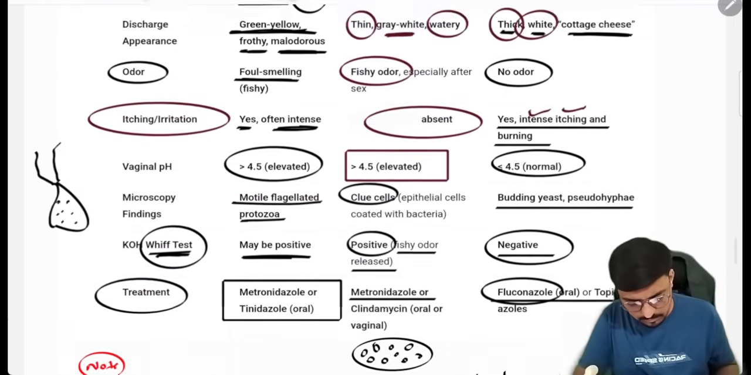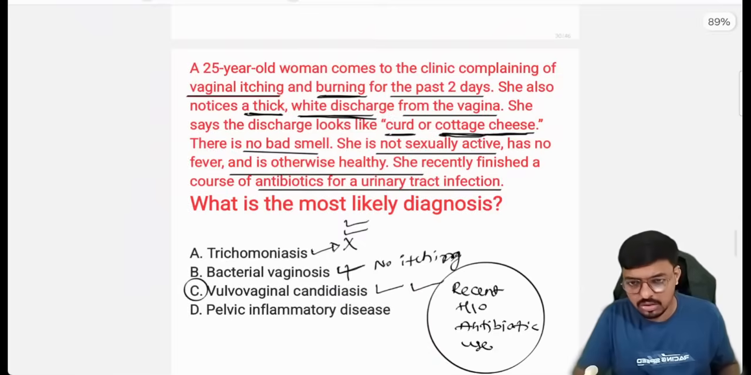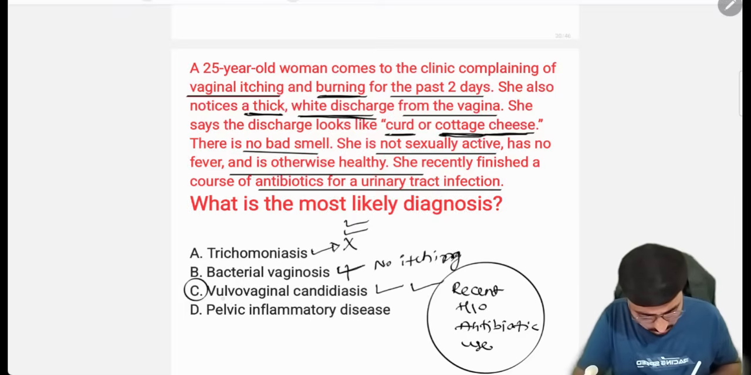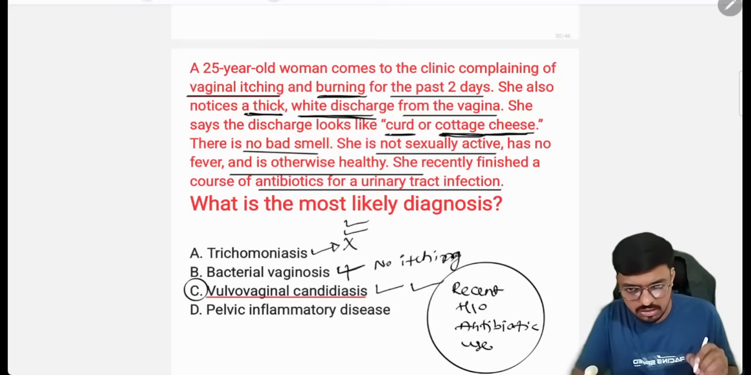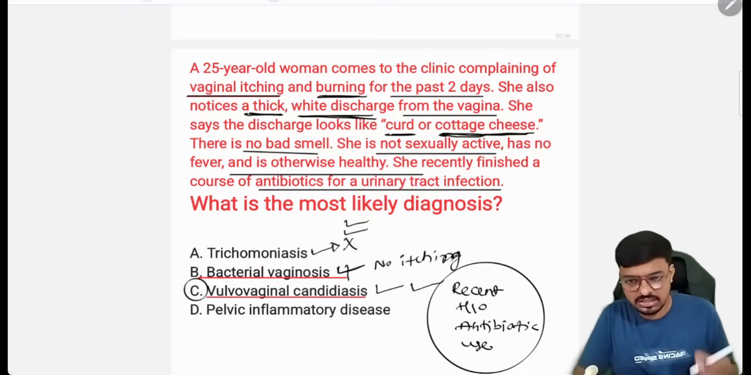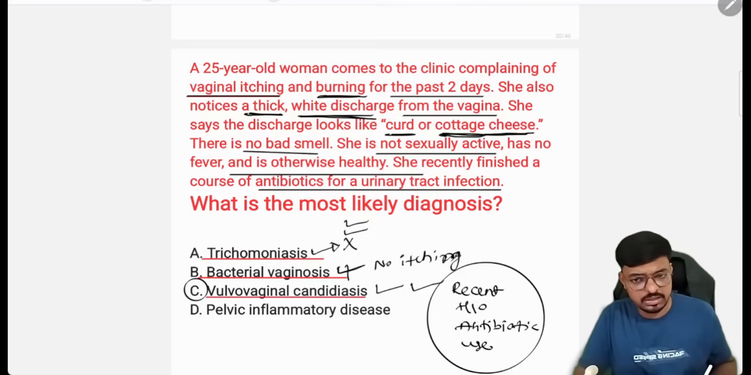So now in the question, you have complete clarity. Look at this one. A 25-year-old woman comes to the clinic complaining of vaginal itching. Vaginal itching is there, burning sensation is there, white discharge is there. That is vulvovaginal candidiasis, right? Instead of this, if there is no vaginal itching and there is thin white discharge, thin and white discharge means bacterial vaginosis. In case instead of that, there is vaginal itching, burning sensation, and greenish yellow discharge, that is trichomoniasis. Hope it is clear to every one of you.